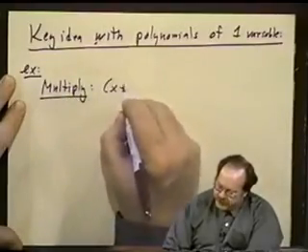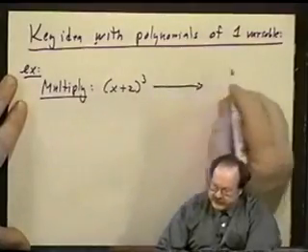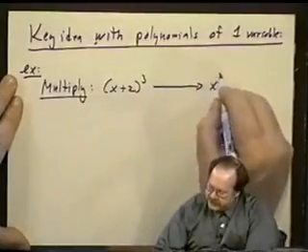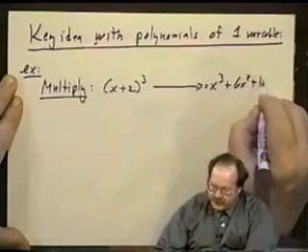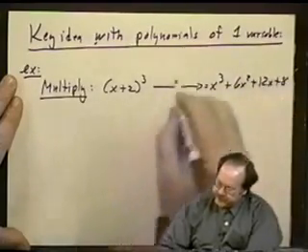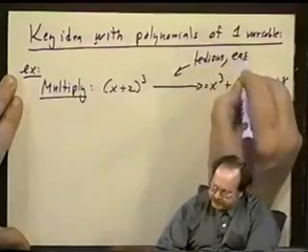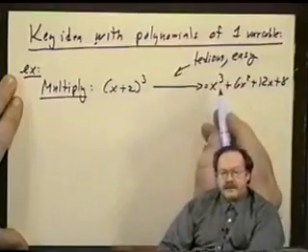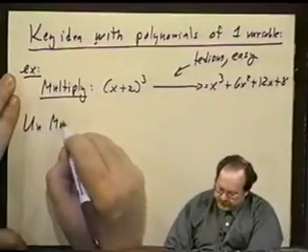Multiply. If I give you x plus 2 cubed, again, it is kind of tedious, but not hard to get this equal to x cubed plus 6x squared plus 12x plus 8. So again, tedious, but easy, especially if you remember the formula for cubes that we did in the last section. Unmultiply.